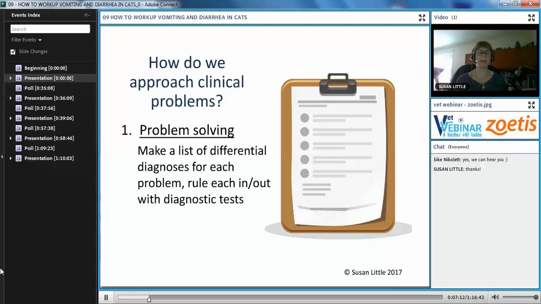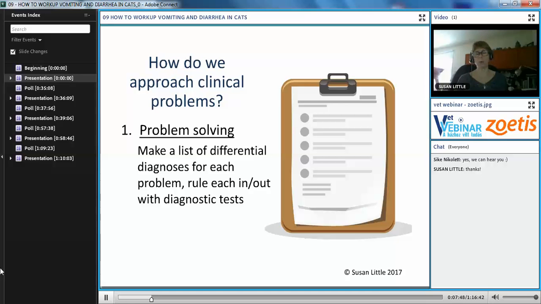clinical signs like this. And so there's really two traditional ways that clinicians, whether you're human or veterinary, approach working up clinical problems. One is called the problem-solving approach. In the problem-solving approach, your goal is to make a list of differential diagnoses, and then by looking at your patient, start ruling in or ruling out with the use of diagnostic tests so that you start to refine that list. For something like vomiting and diarrhea, we're going to have a huge differential diagnosis list. So we need to refine that down.